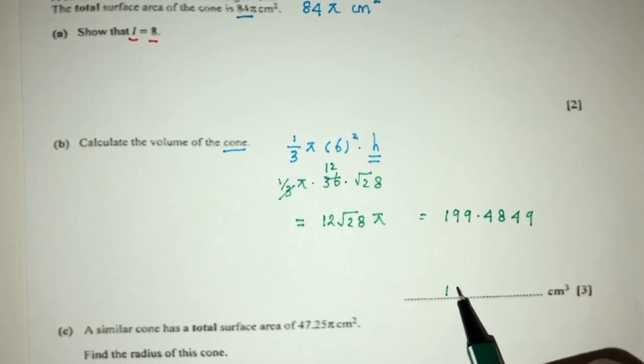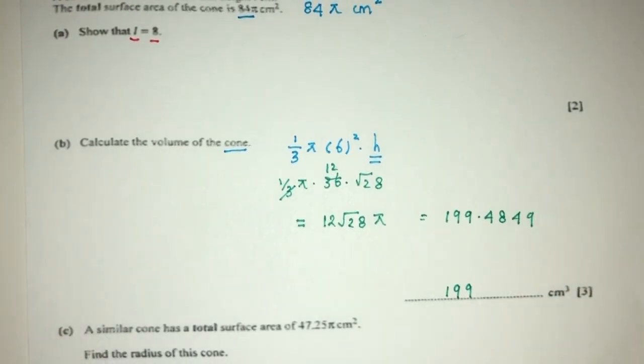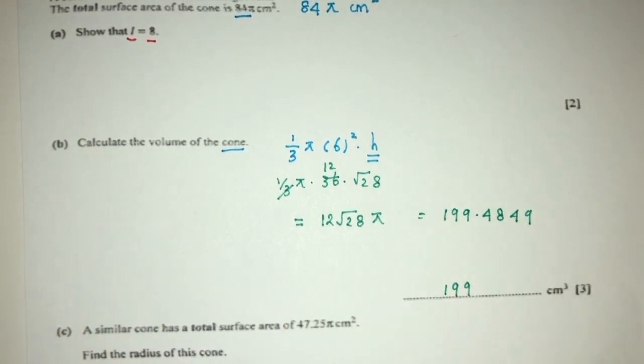Now obviously you can provide the value correct to 3SF. That will be what? 199.0 for the volume, or you can write 199.5 as well. They will also accept the value for the volume. Should not be a problem. So that will be part B of the question.